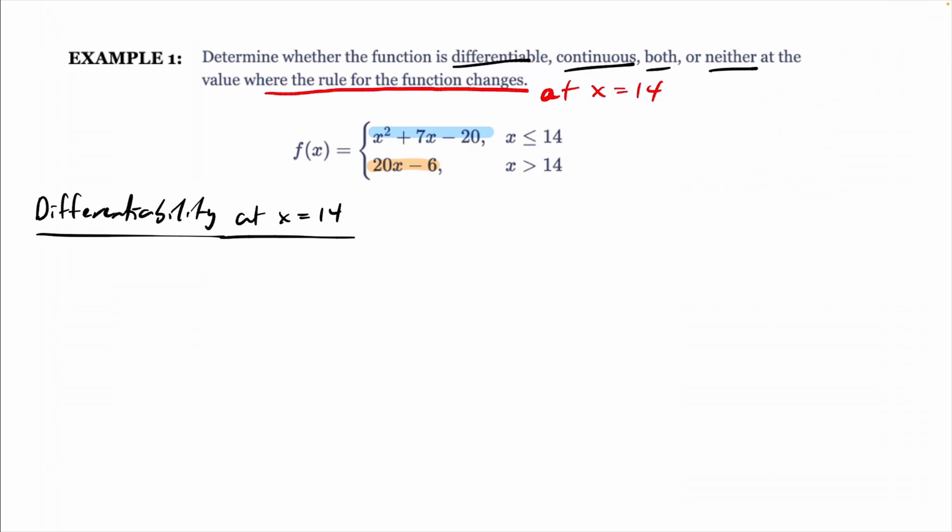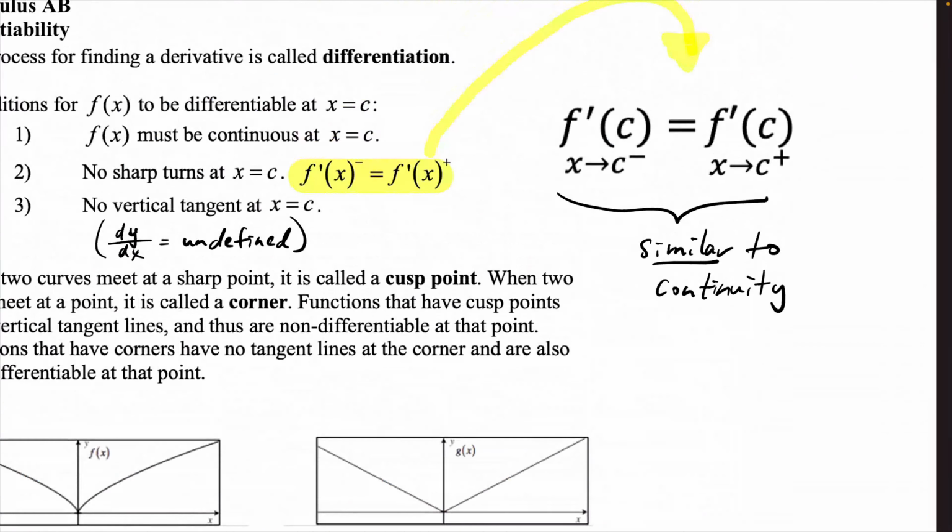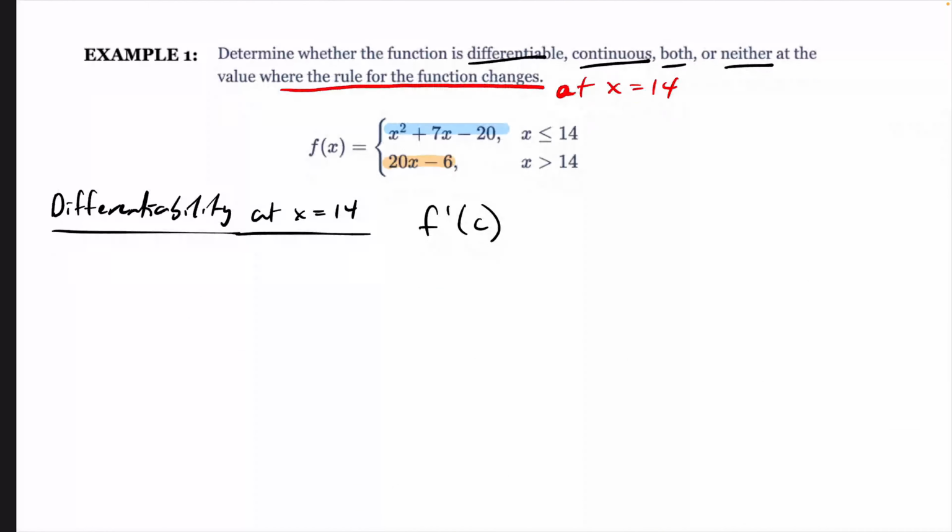So how do we check it? Well, we don't have a picture to look at. I don't know if there's a sharp turn at 14. I don't know what's happening at 14. So I'm going to have to do it using what we said on the first. Let's see, what was it? The derivative as x approaches c from the left has to be equal to the derivative at c as x approaches c from the right. That's what I'm asking. It's the same setup as limits, except I'm not checking limits this time, I'm checking differentiability.